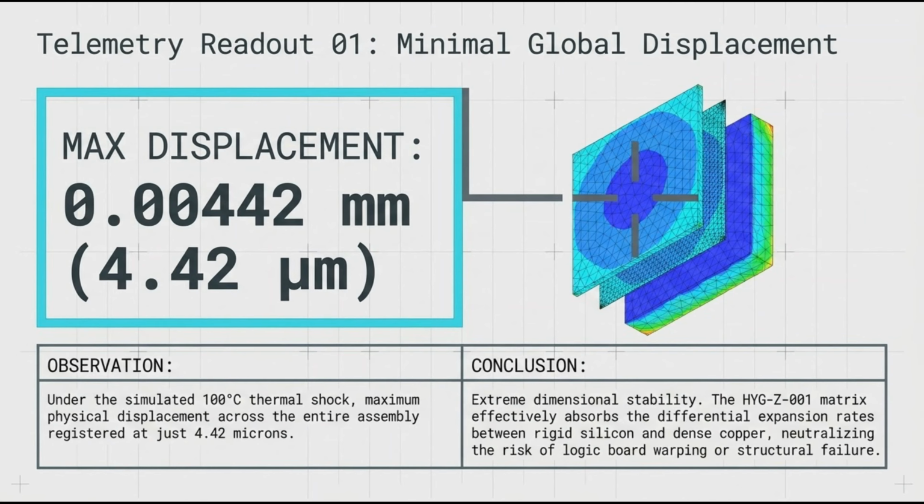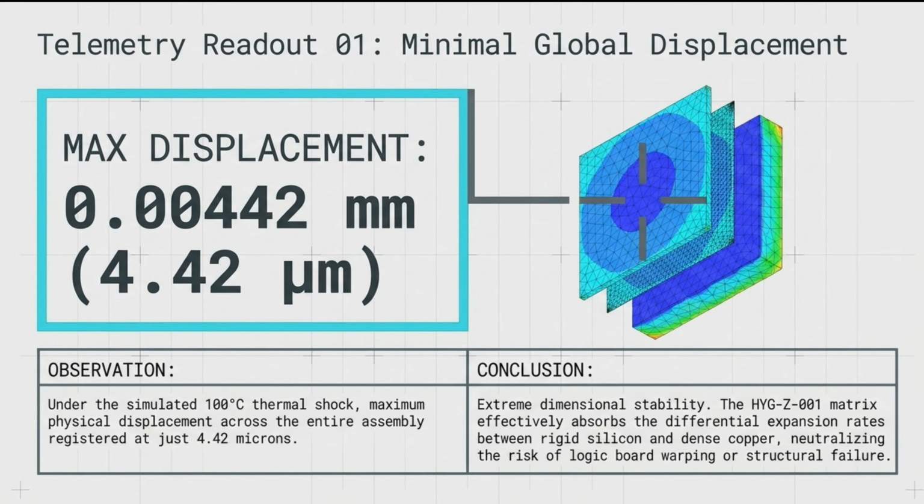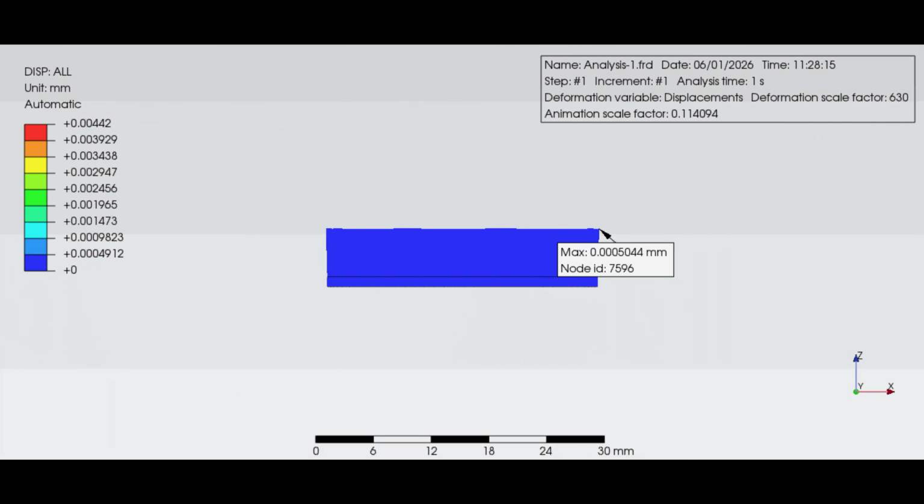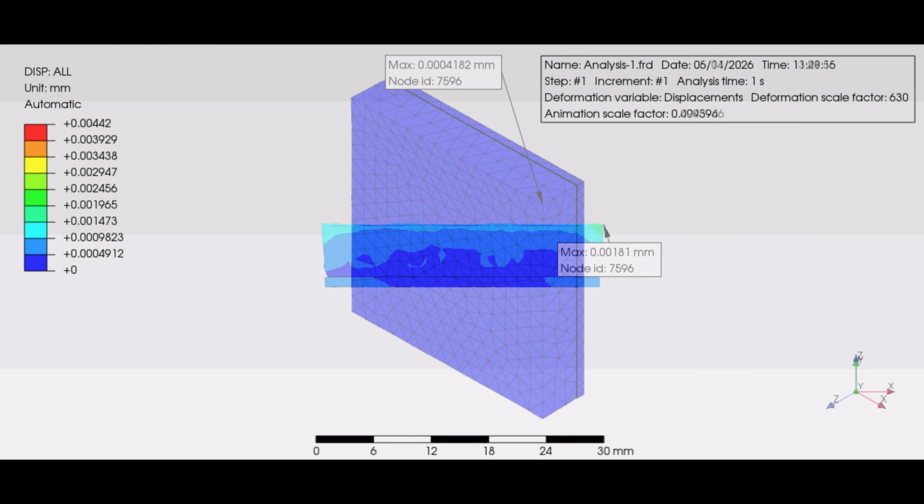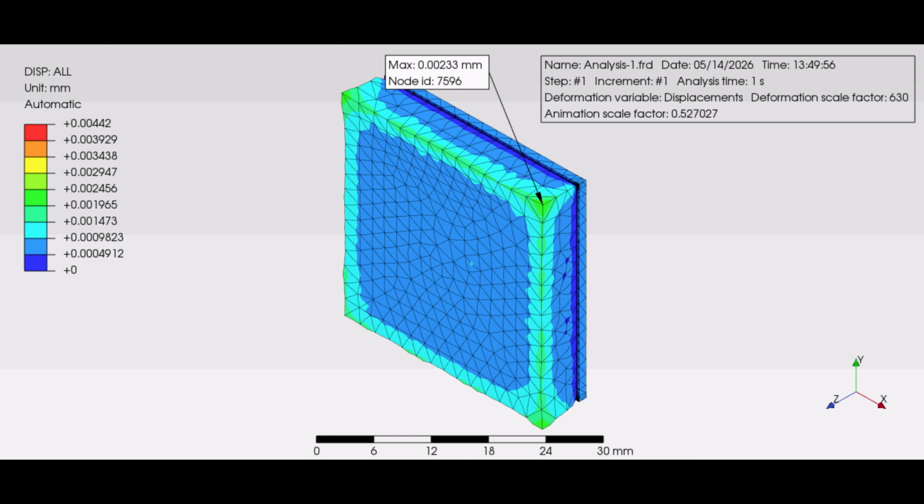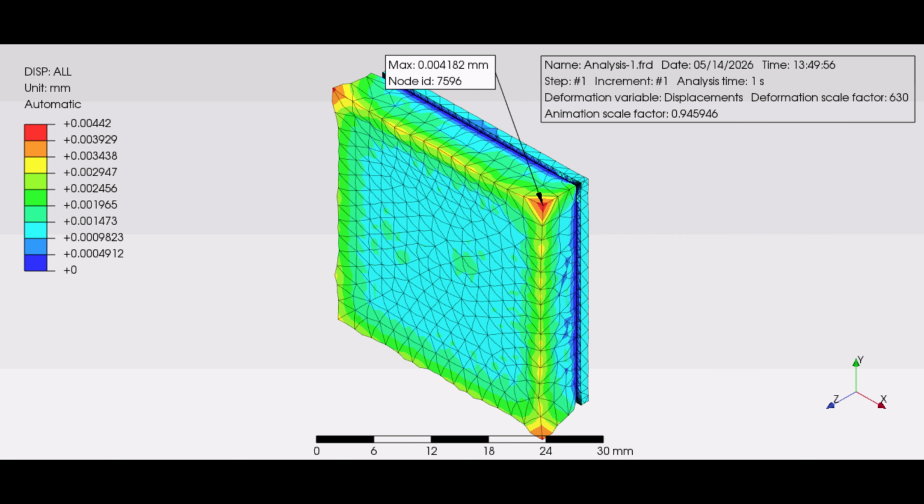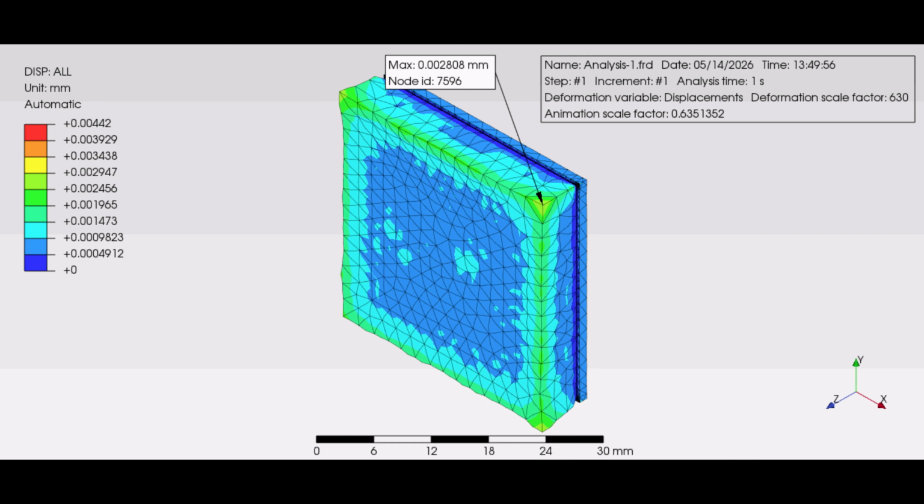Under the simulated 100 degrees Celsius thermal shock, the absolute maximum physical displacement across the entire assembly registered at only 0.00442 millimeters, 4.42 microns. This extreme dimensional stability proves the Hyg-Z-001 matrix can successfully absorb the differing expansion rates of rigid silicon and dense copper without causing structural failure or logic board warping.